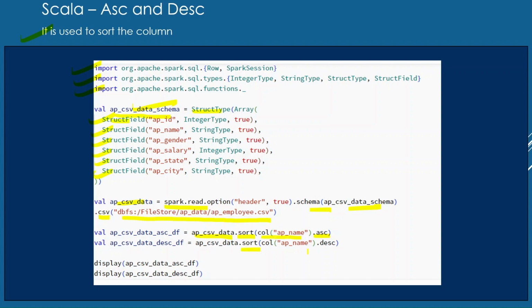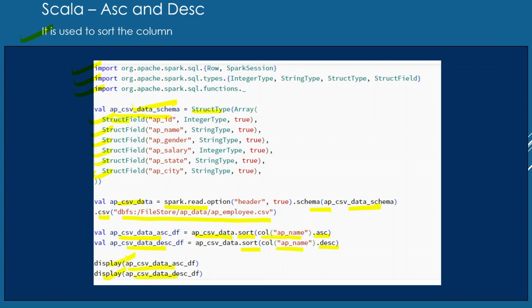Again we are sorting the column with AP name only with the help of a descending function. So how is it going to sort? If the data type is string type, the sorting will be done from Z to A, and if it is a numerical column, the data is sorted from 100 to 1. Once both data frames get created, I am displaying the data frame with the help of a display function.